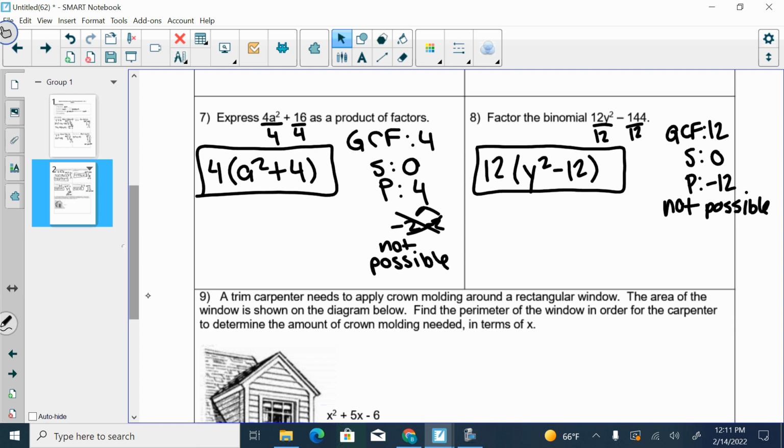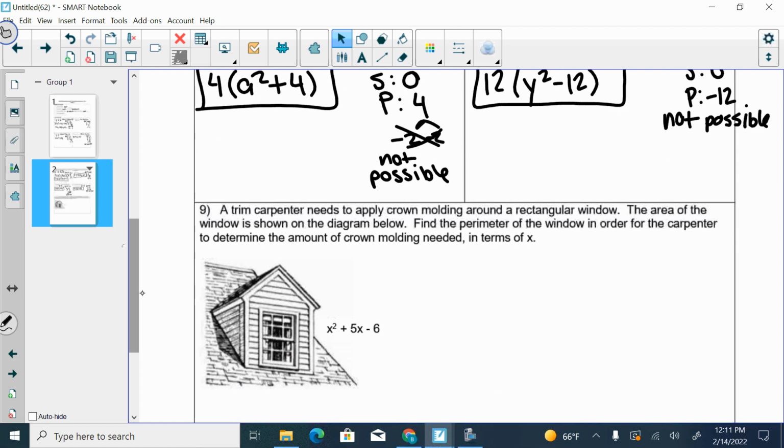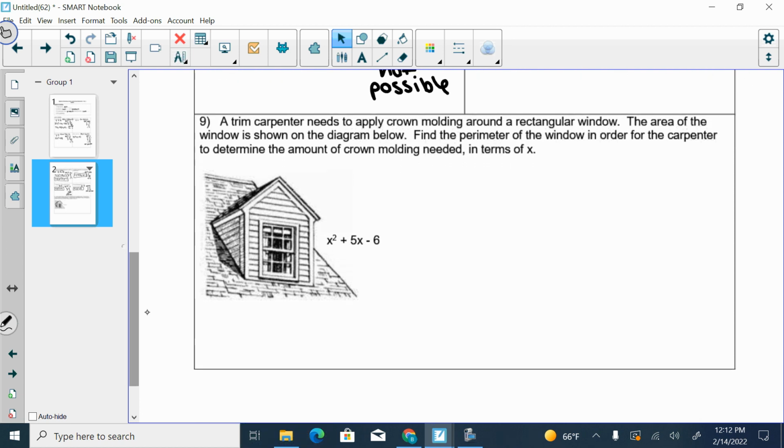Okay. Last problem says that a trim carpenter needs to apply crown molding around a rectangular window. The area of the window is shown on the diagram below. Find the perimeter of the window in order for the carpenter to determine the amount of crown molding needed in terms of x. Okay, so they said that the area of the window was shown here. Well, this window is a rectangle. How do you find area of a rectangle? Length times width.